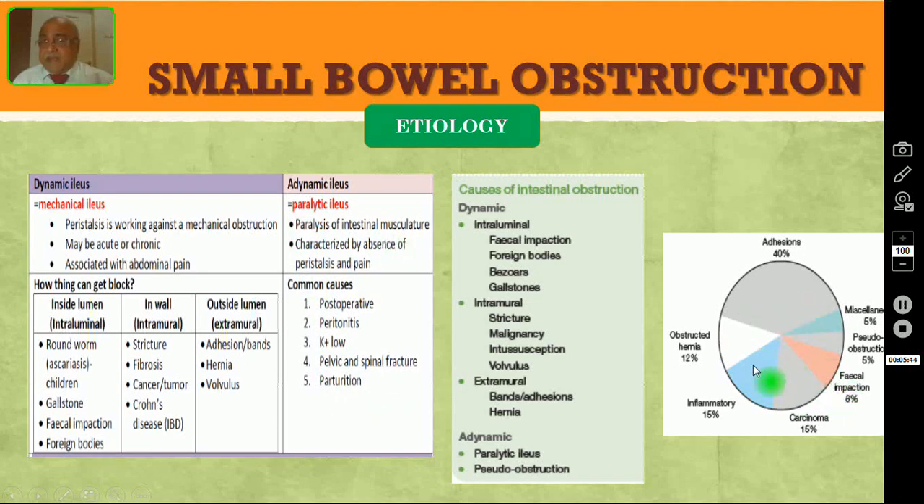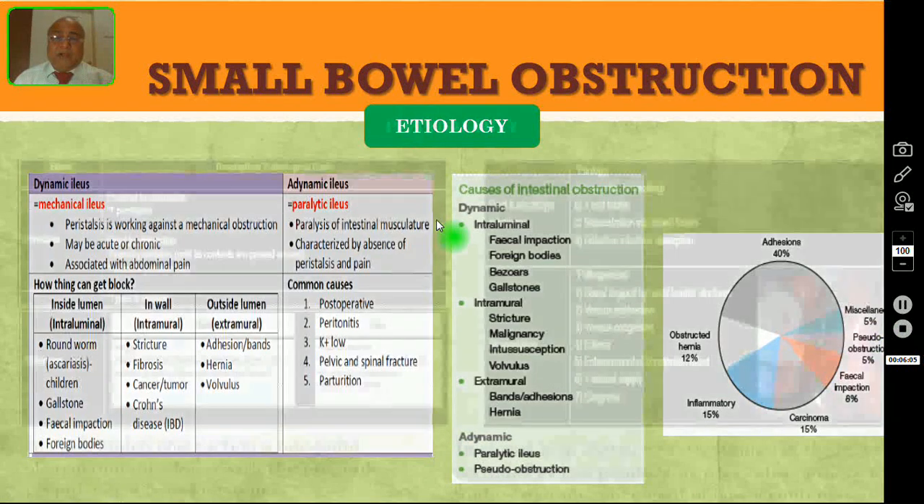This is the pie chart. You see the commonest cause is post-op adhesion, and then the obstructed hernia. These are the two common causes. All other causes are inflammatory causes, carcinoma, that is NHL in the small bowel, fecal impaction, pseudo obstruction, and miscellaneous causes. So this is regarding the etiology.